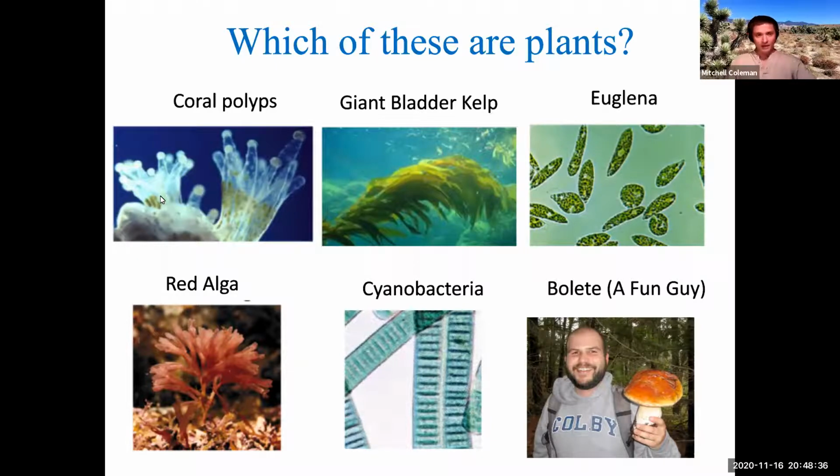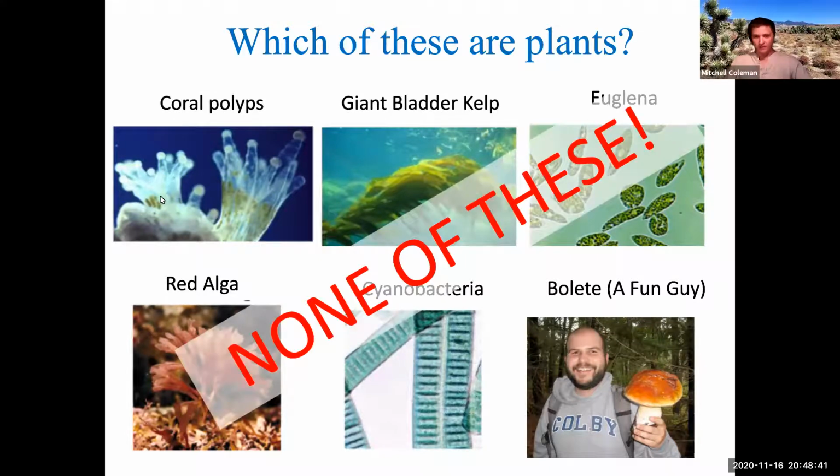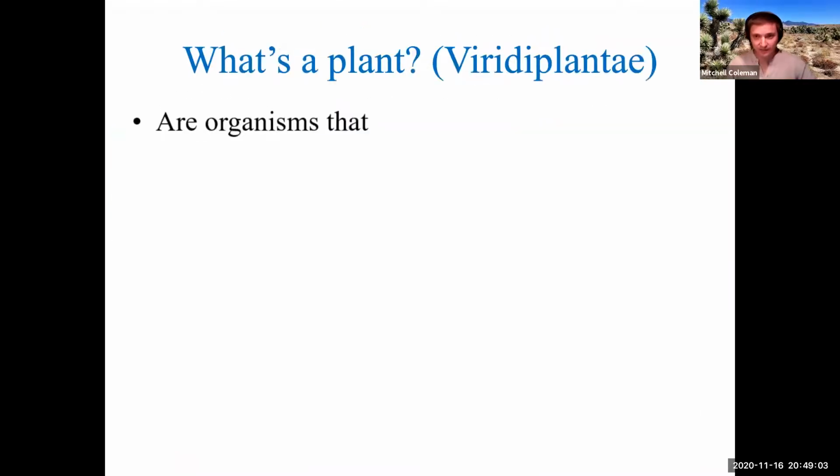Well, the answer is that none of these are plants, interestingly. Corals are coral polyps, these individual things, they're animals, and they're colonial animals. Kelp are not plants, and we'll talk about that in a little bit. Euglena, not plants, algae, cyanobacteria, and Tim, even though he'd probably like to be a plant, not a plant. So what is a plant?